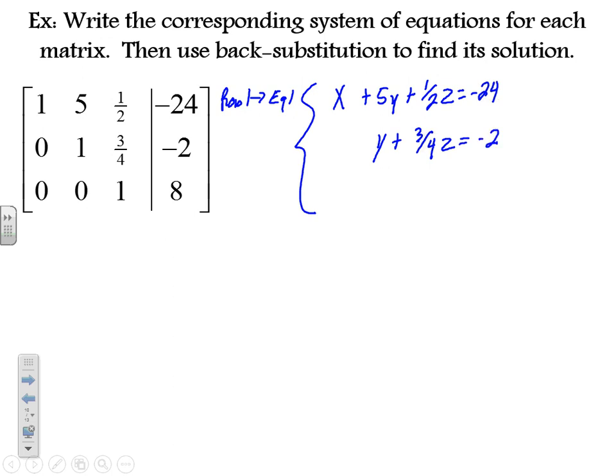And since in the third row of the matrix the x and the y coefficients are 0, we're not going to have an x or y in the third row, and we're just going to say that 1z is equal to 8.